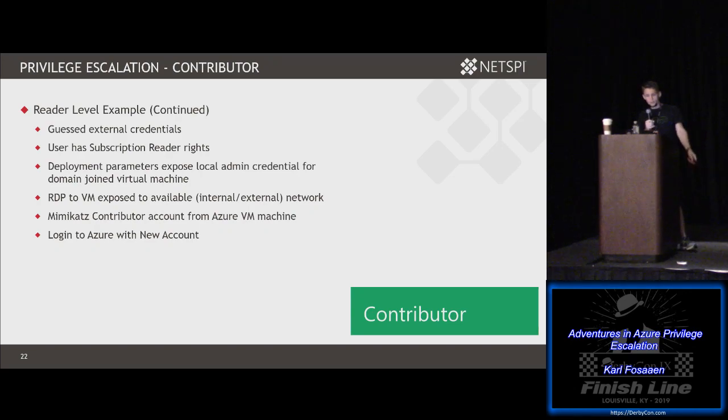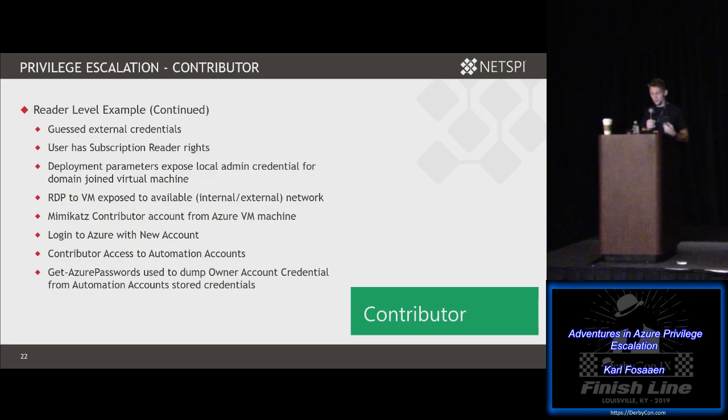So continuing our reader level example, we Mimikatz that contributor account, logged in to Azure Portal or CLI or whatever with this new contributor account, and have contributor level access to automation accounts. From there, we ran Get-AzPasswords to dump out the credentials. Turns out there's an owner account configured for the credentials for automation accounts. Like I said, we do frequently see this because automation accounts will get set up, and somebody realizes, I can't do the things I want to do.